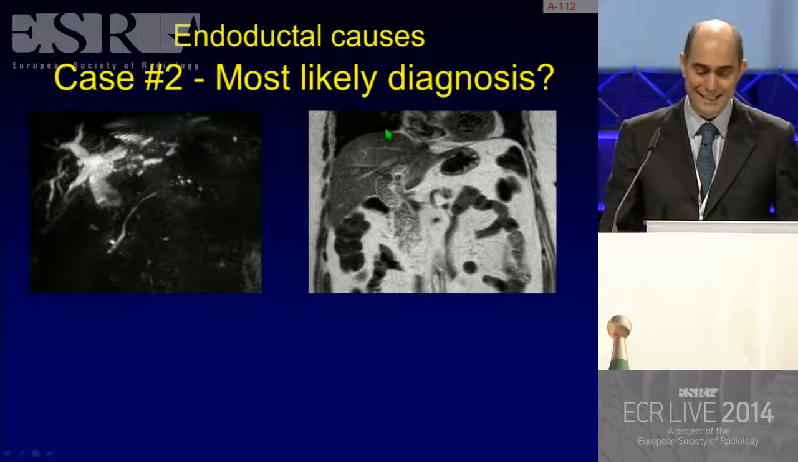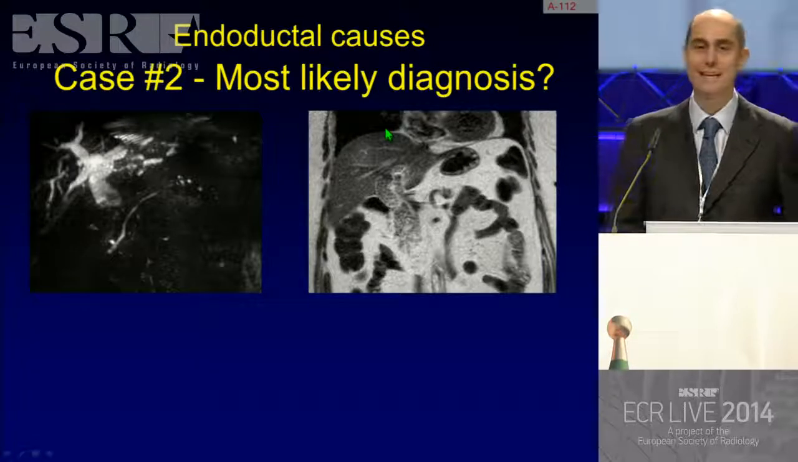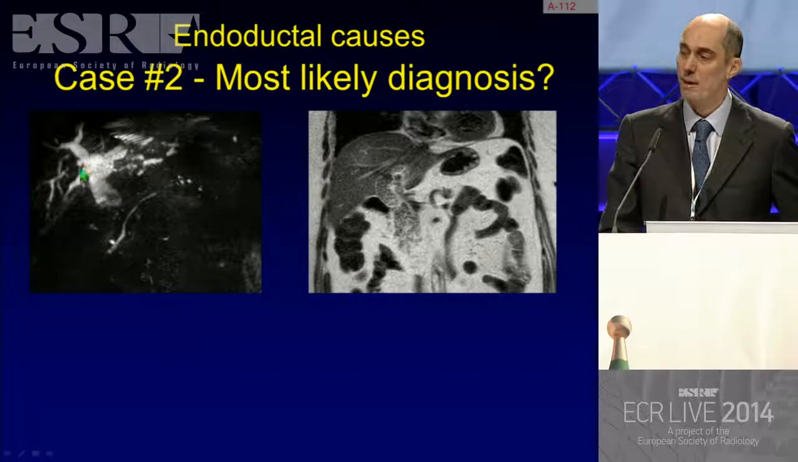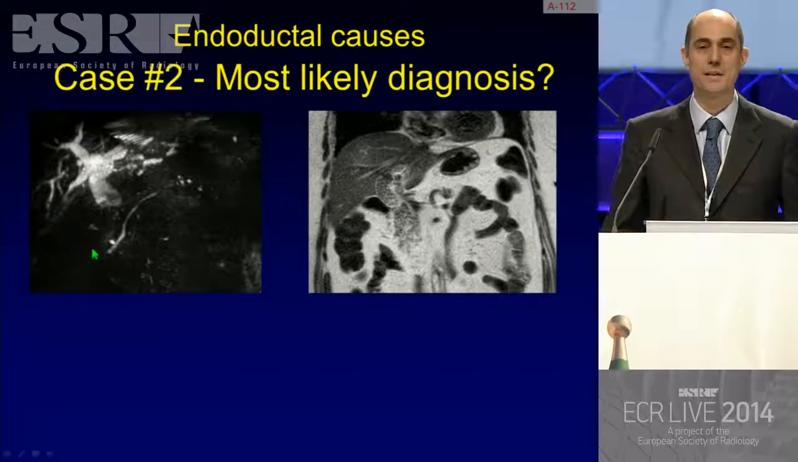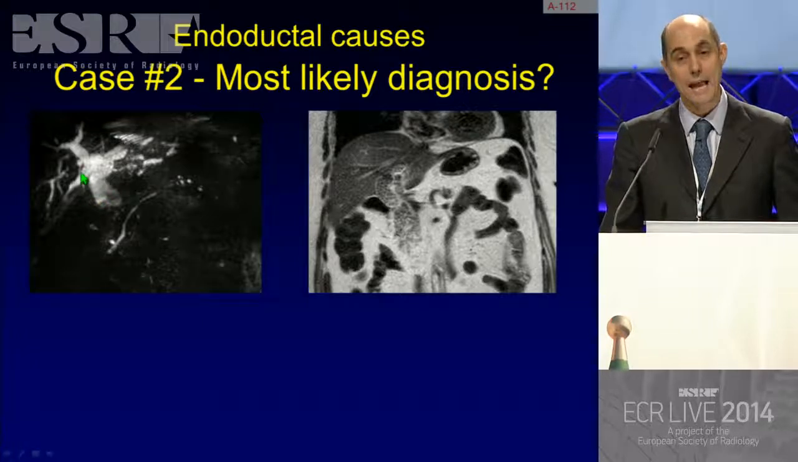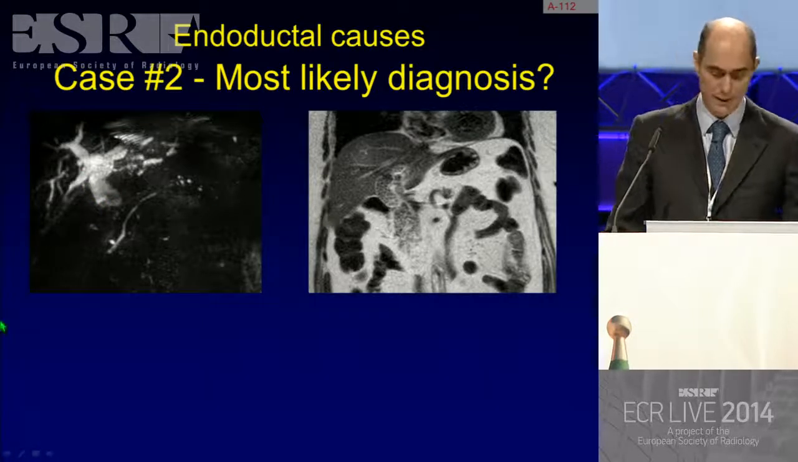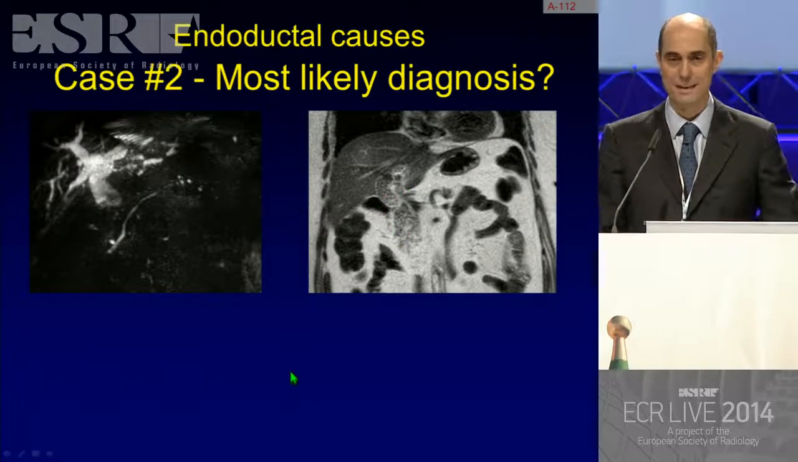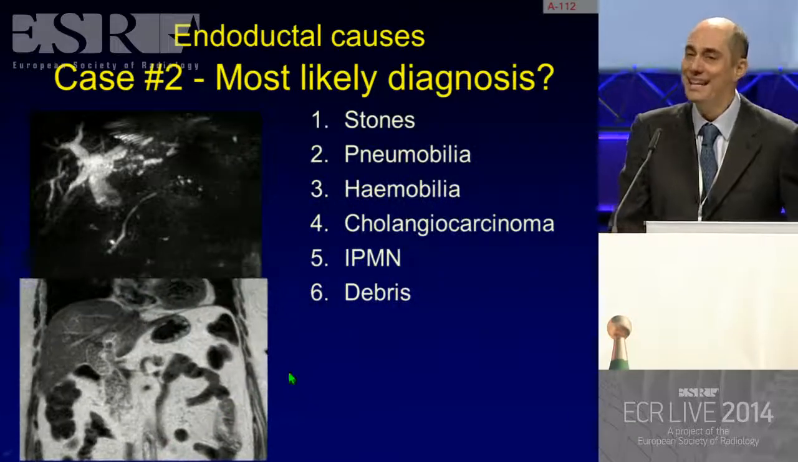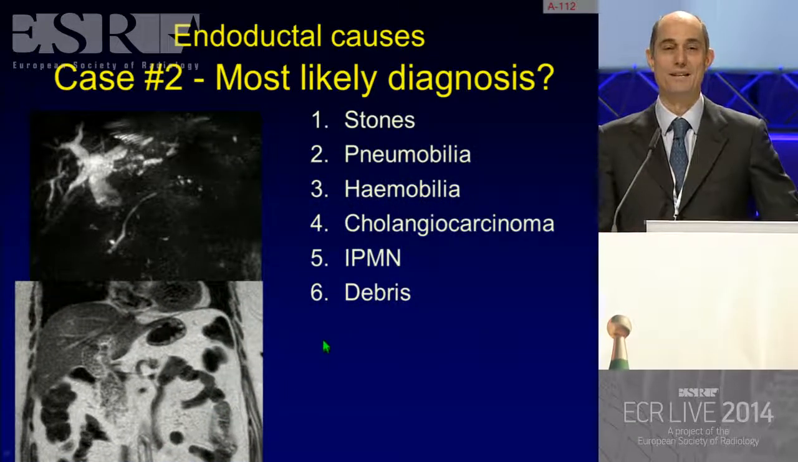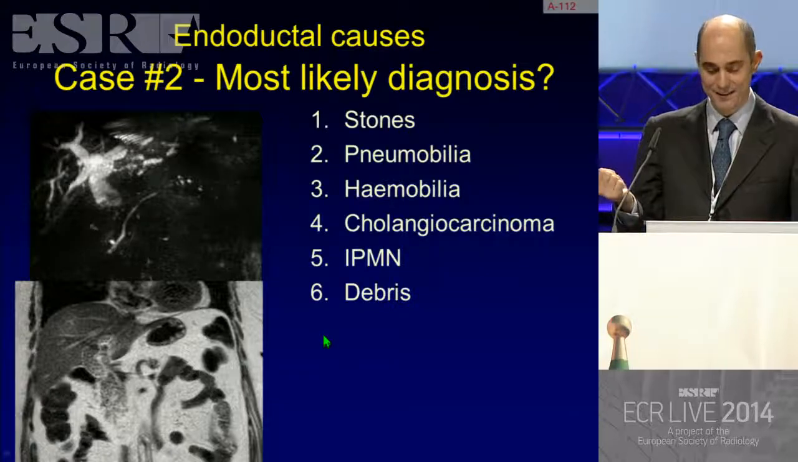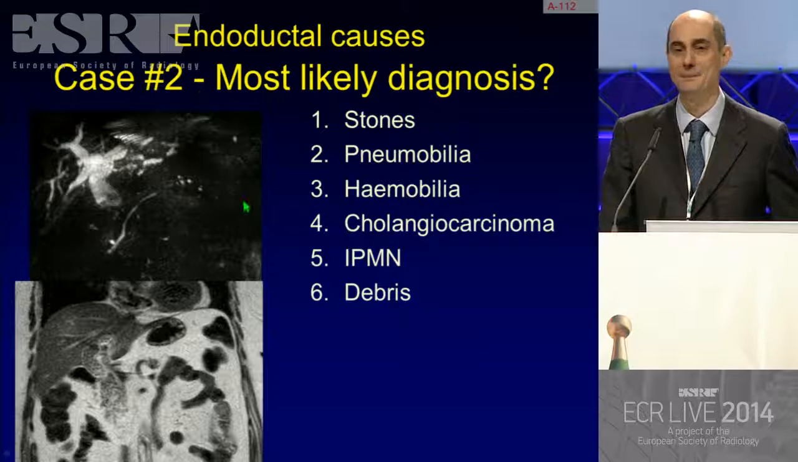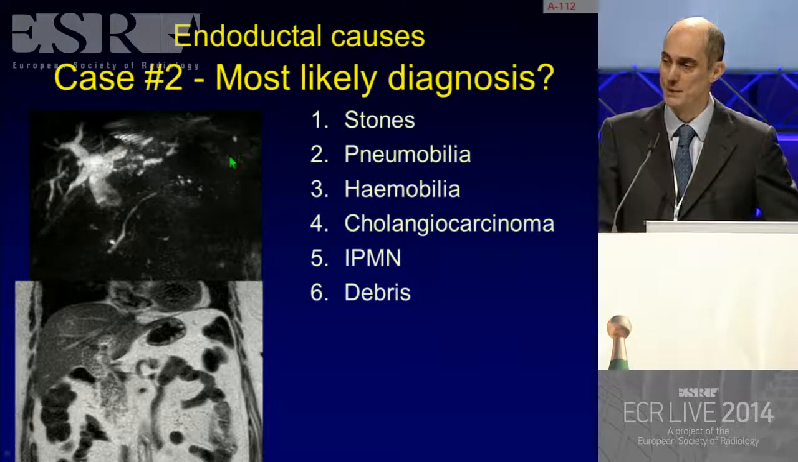And moving on to this next case. This is also, I think, an interesting case. We see this coronal MRCP, in which we do see dilated intra and extrahepatic bile ducts, and here the coronal T2 weighted image, you see it. And what do you think is the most likely diagnosis here? Stones, pneumobilia, again hemobilia, cholangiocarcinoma, IPMN, or debris. Could you please vote?